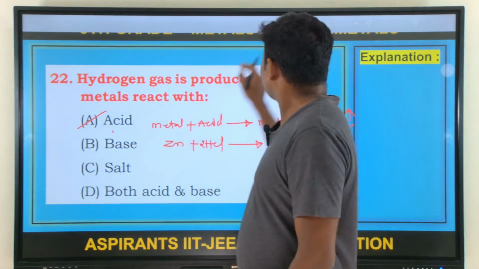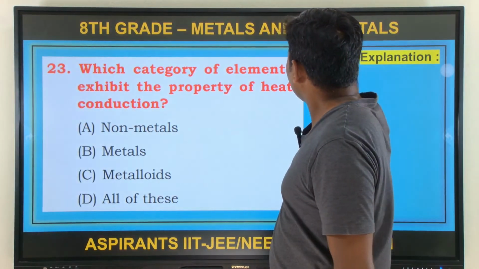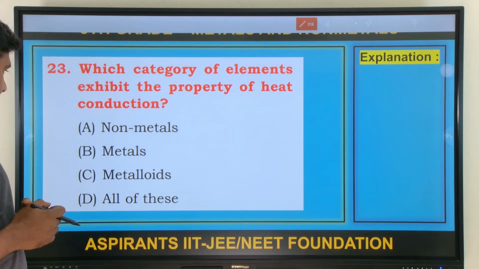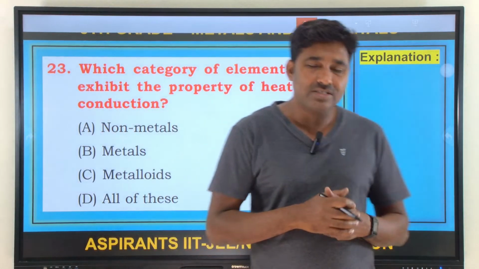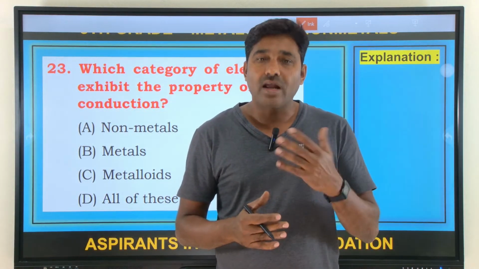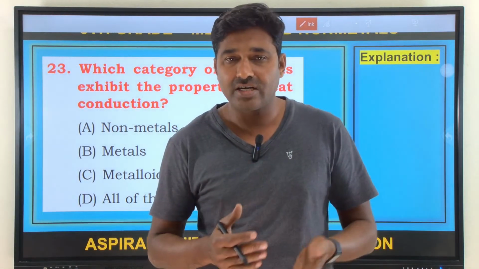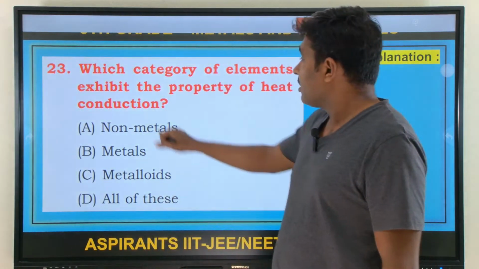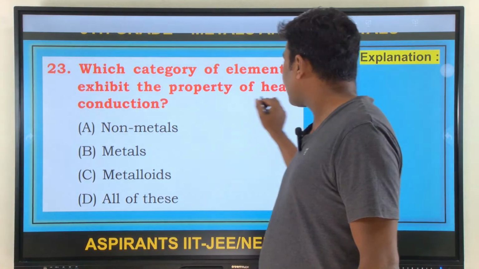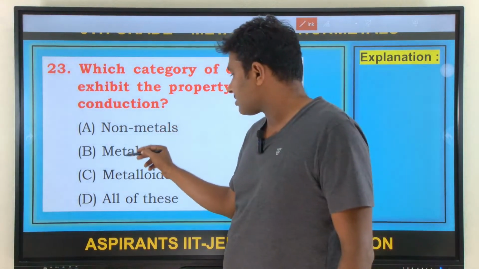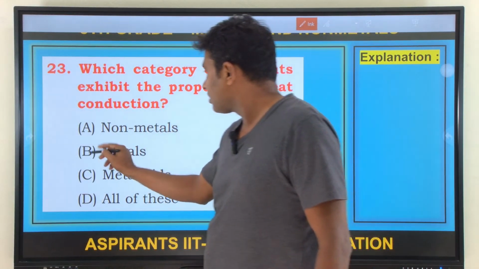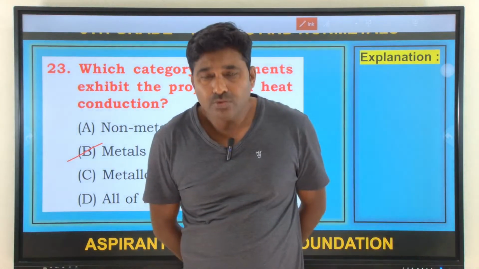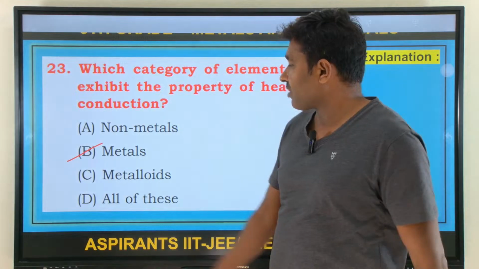Okay. Now we go to the next slide, question 23. Which category of elements exhibit the property of heat conduction? Already in the first video we discussed that metals exhibit characteristic properties like electrical conductivity, heat conductivity, malleability and ductility. These are all characteristic properties of metals. So see here, the options are metals, non-metals, metalloids, all of these. Which is the correct option? Option B. Metals are good conductors of heat and electricity. So our option is B.